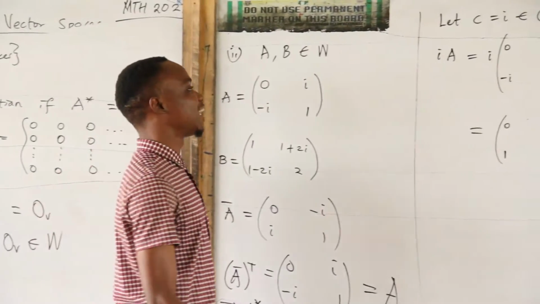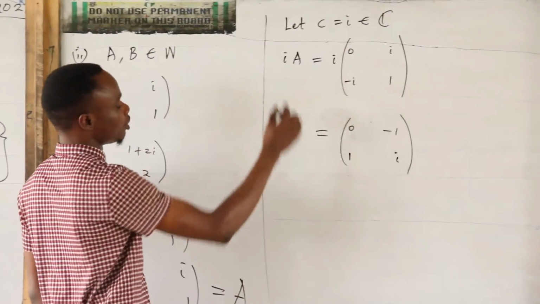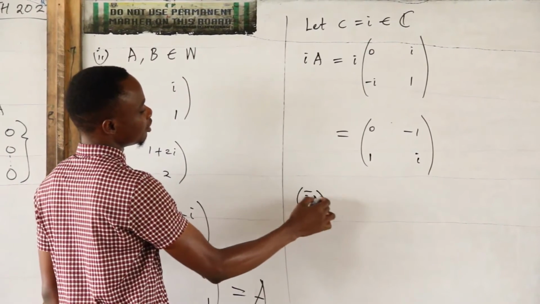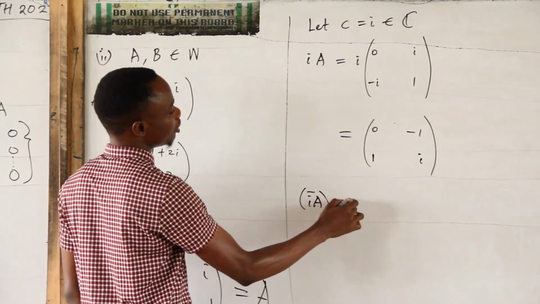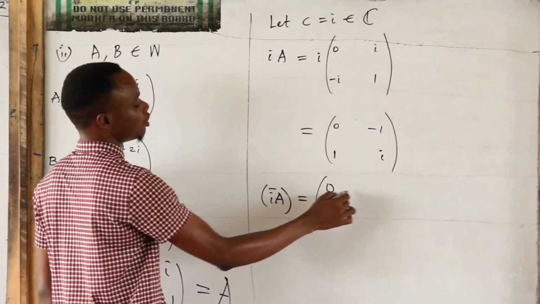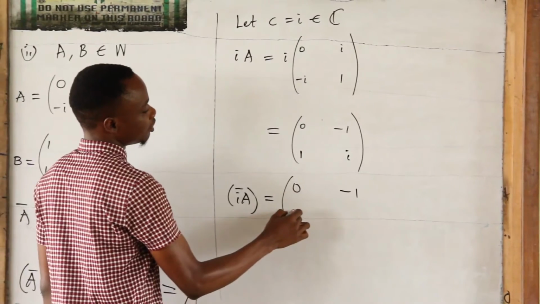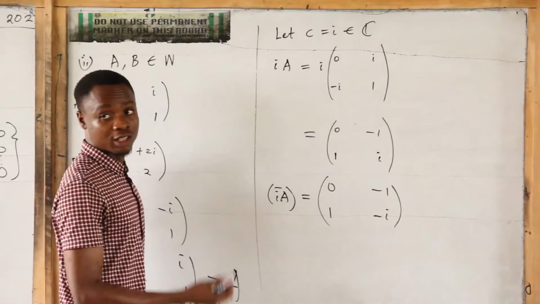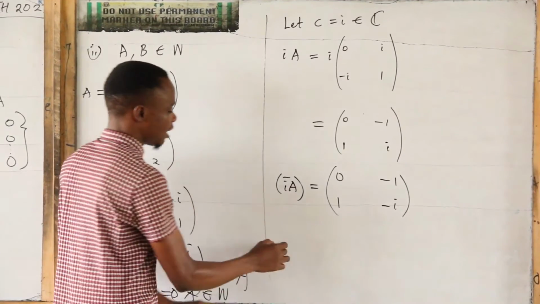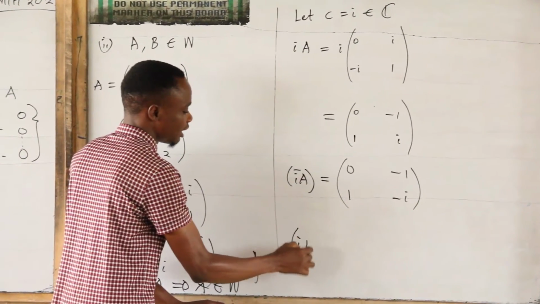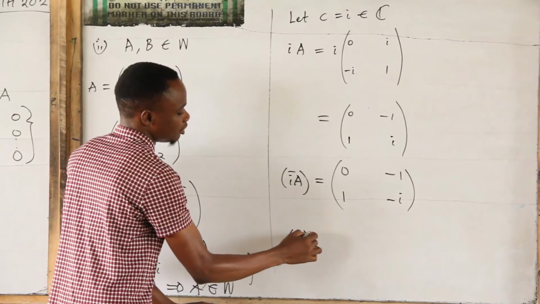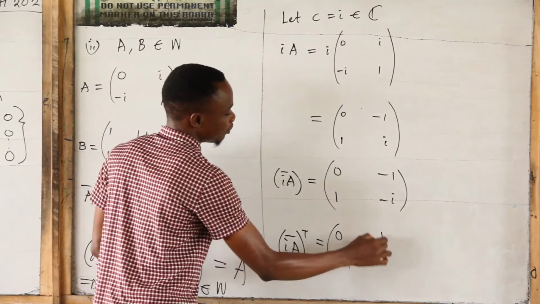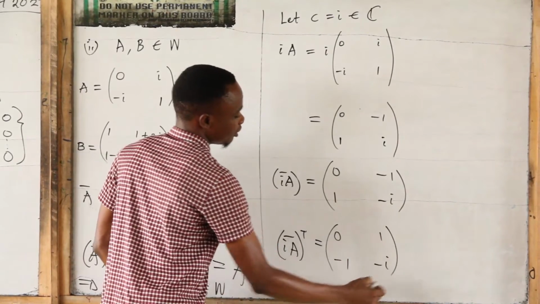And listen now. Obviously, this result, if you actually take its conjugate, it's going to give us 0, minus 1, 1, minus i. Is it clear? And when you actually transpose that, iA bar transpose is going to give you what? 0, minus 1, 1, minus i.